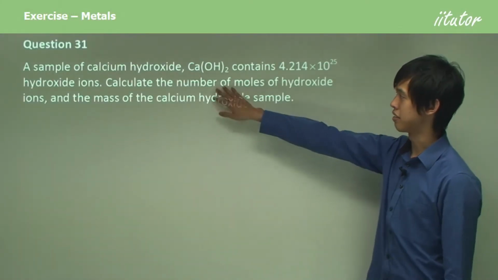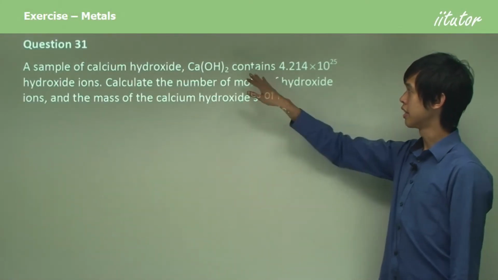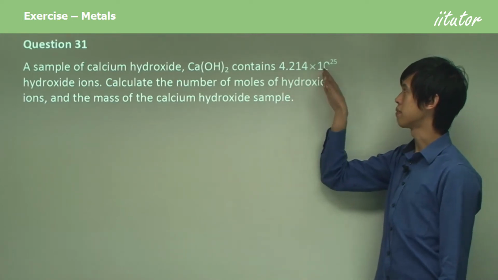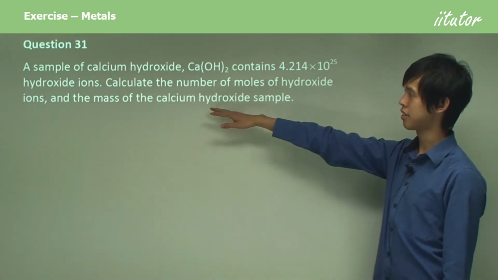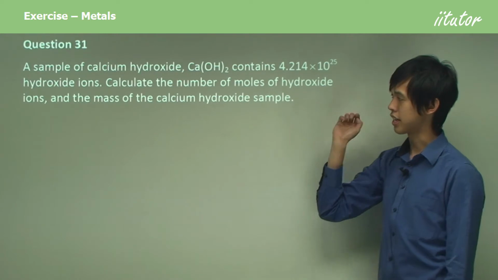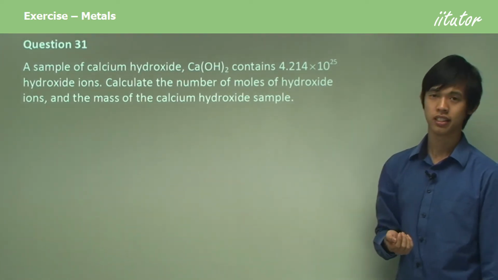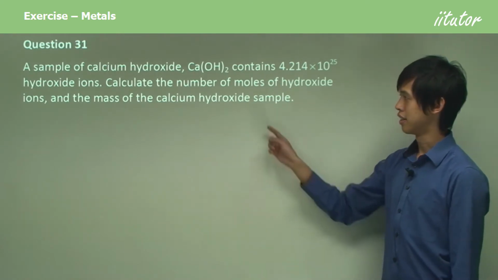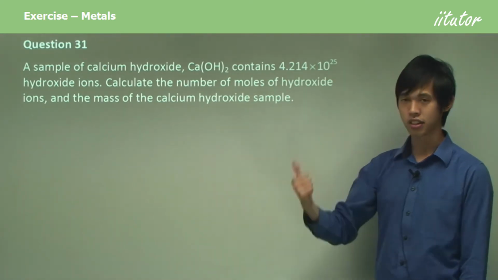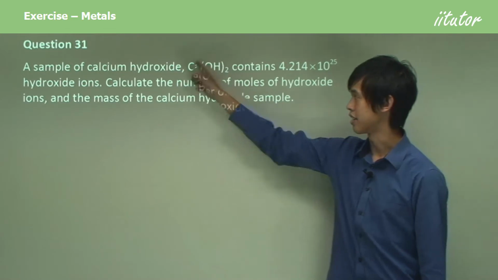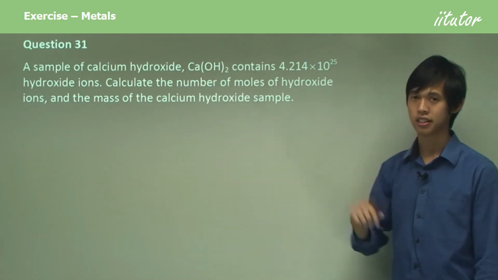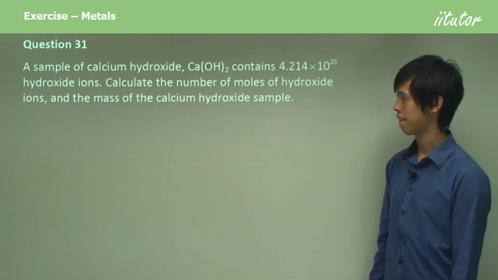A sample of calcium hydroxide, Ca(OH)2, contains 4.213 times 10 to the 25 hydroxide ions. Calculate the number of moles of hydroxide ions and the mass of the calcium hydroxide sample. Okay, this is a tough one. So we've got to calculate the number of moles of hydroxide and then the mass of this calcium hydroxide. Okay, so this is a much harder calculation.